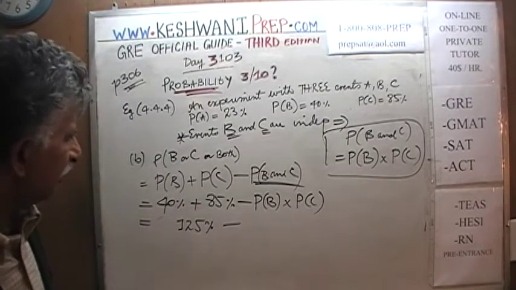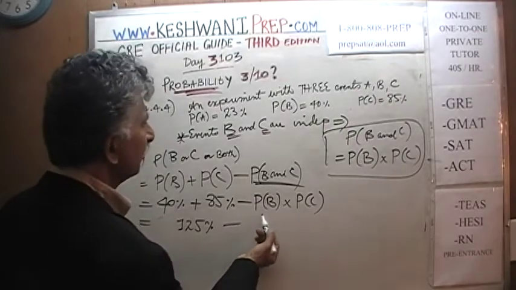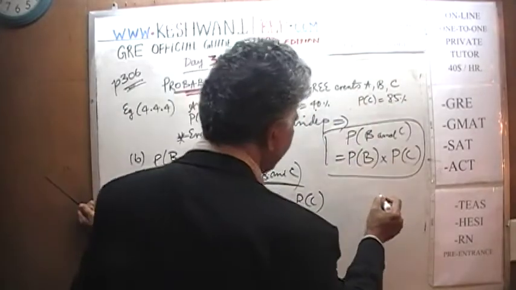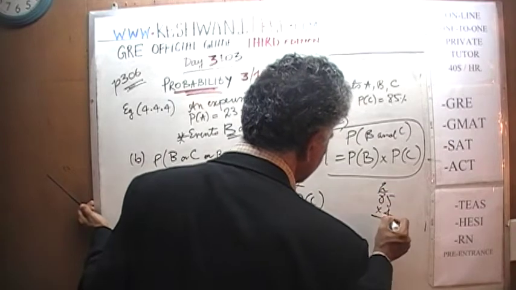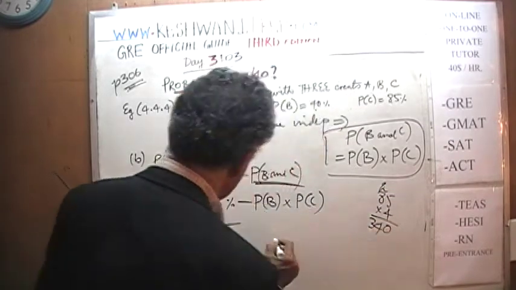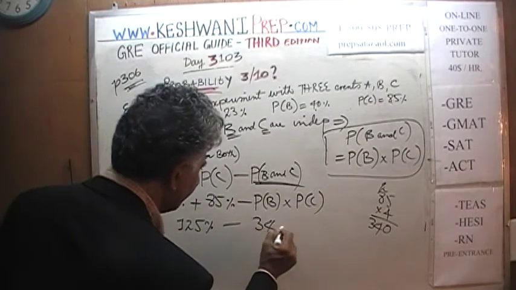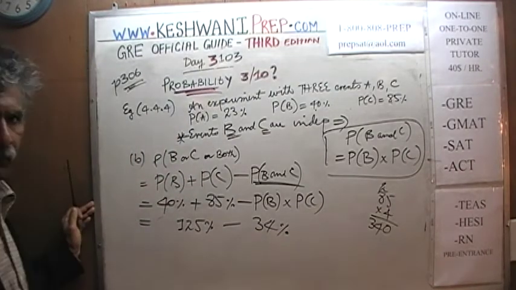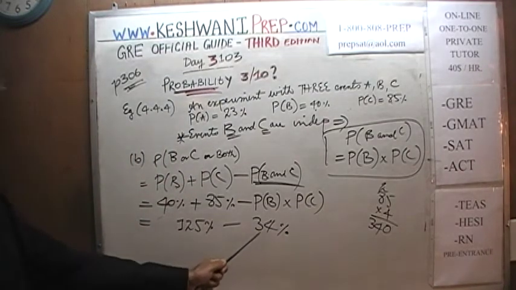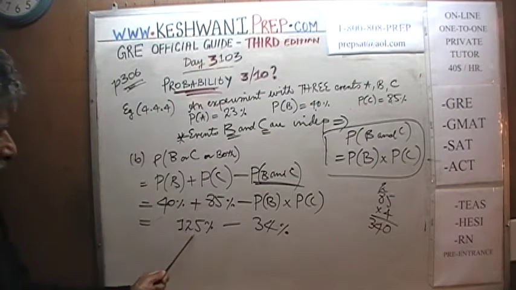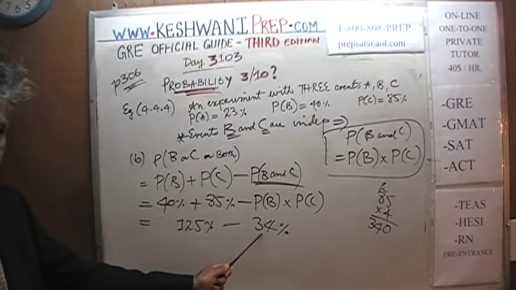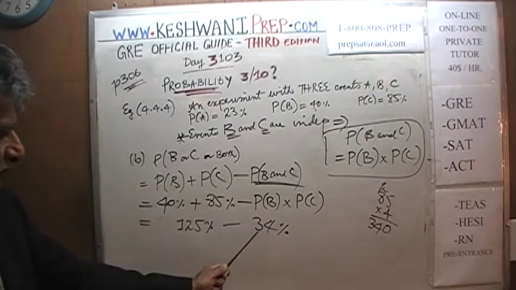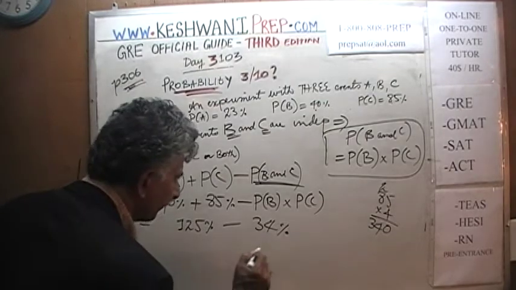Since we started, let's continue. B times C. B is 40 and this is 85. So 85 times 4 is 20, carry 2. 32 plus 2 is 34. So it's 34%. Do you understand? 125 minus 25, listen very carefully, would have been 100. 125 minus 35 would have been 90. Therefore, 125 minus 34 would be 91%.